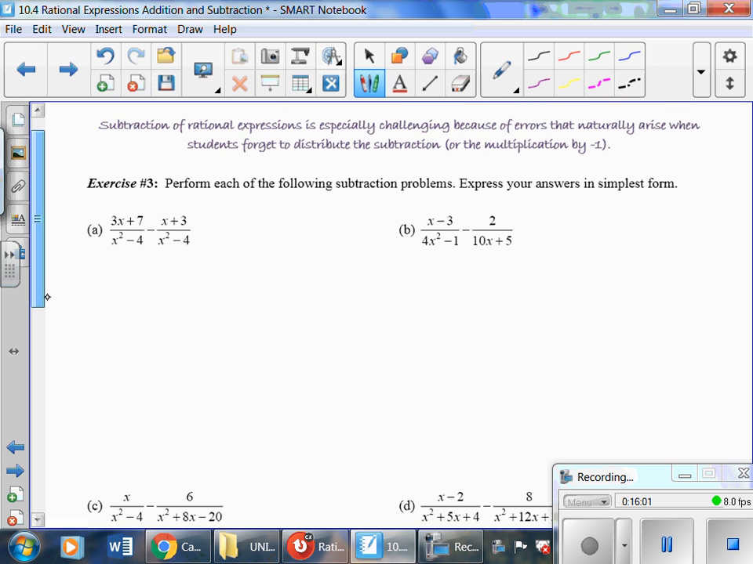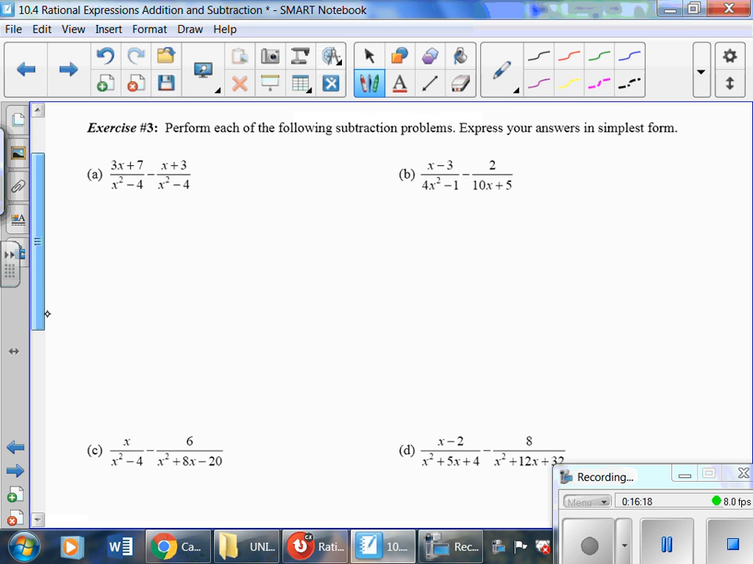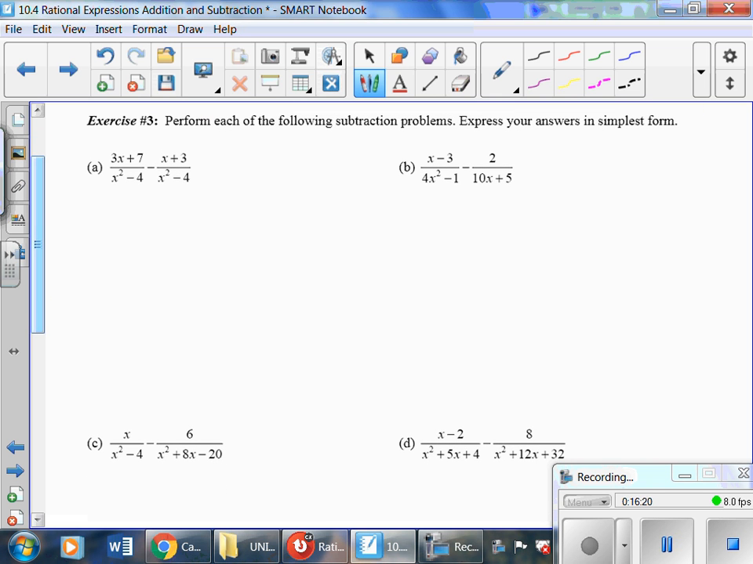Okay, subtraction of rational expressions is especially challenging because of errors that naturally arise when students forget to distribute the subtraction or when you multiply by negative 1. So let's take a look at A together, and then I want you to try B, C, and D on your own. All right? So perform each of the following subtraction problems. Express your answers in simplest form.